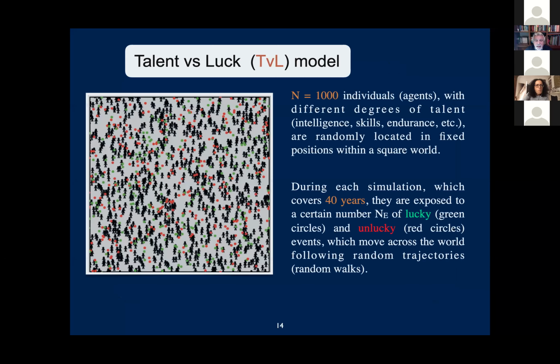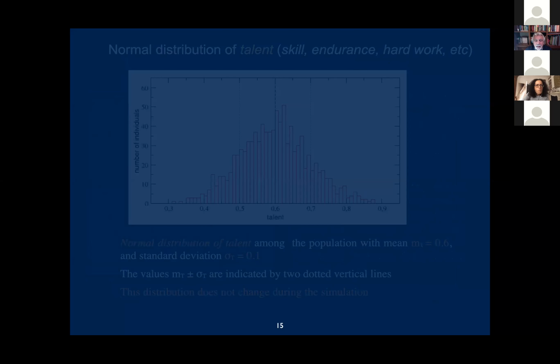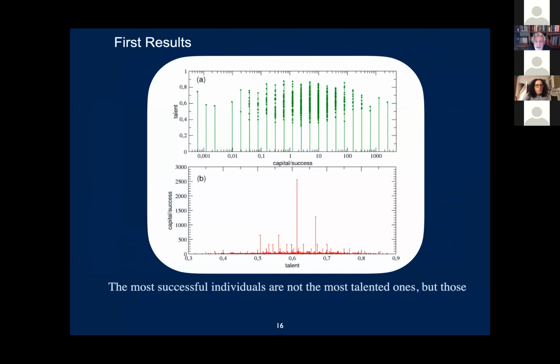So if you imagine this, we made this simple model. This is our world where these agents live, and they encounter these lucky and unlucky events, and they have a normal distribution of talent. And this is the first result, which is quite strange at first sight, but it's what we observe actually in real life.